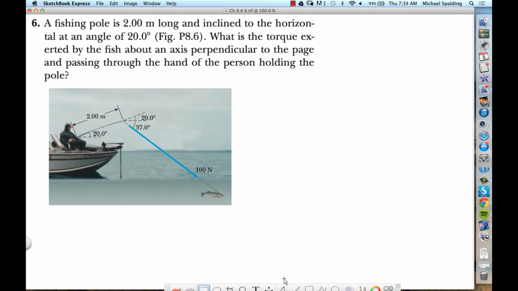All right, guys, so here, number 6. This one's quick. Okay, so here I'm going to do the fishing pole. I'm going to set up my own little diagram. So here's the fishing pole. But here I want it at an angle. So let's angle this.